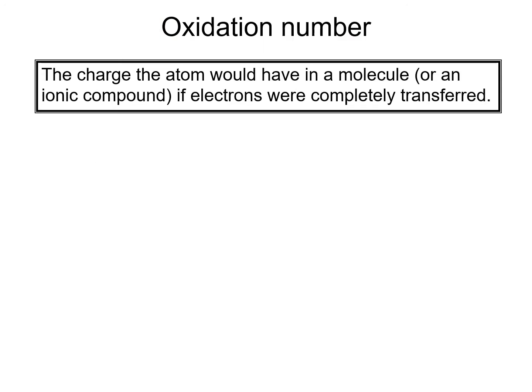Now let's talk about what exactly an oxidation number is. Oxidation number is the charge that an atom would have when it is present in a molecule, or if it is an ionic compound, when all the electrons are completely transferred.